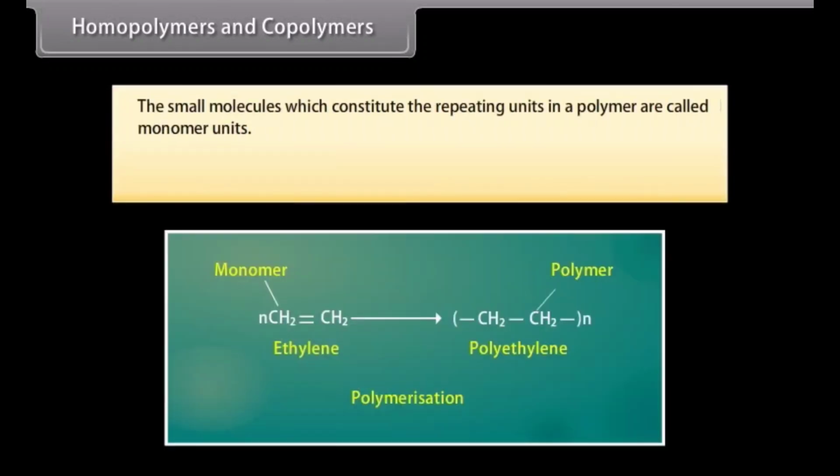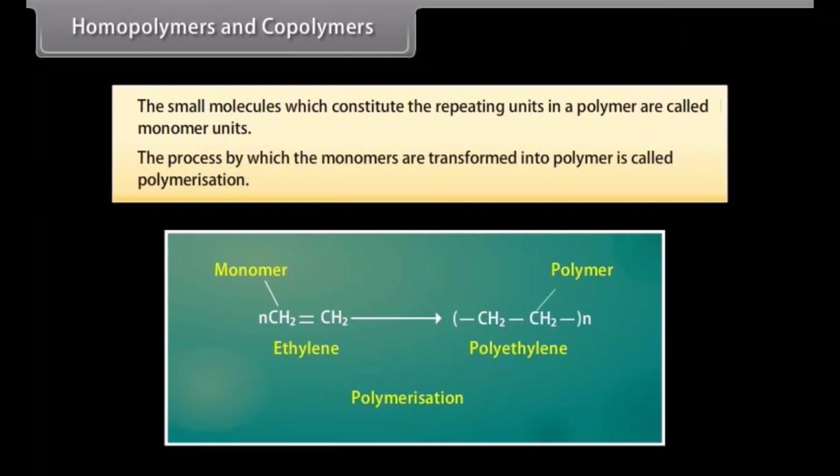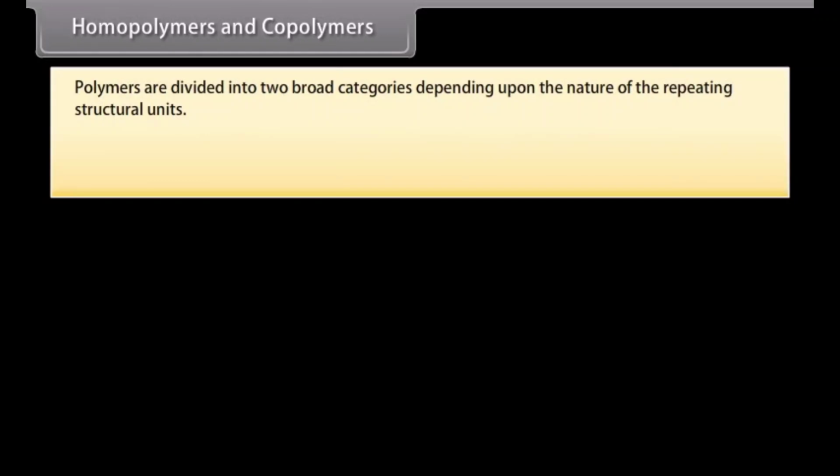Homopolymers and copolymers. The small molecules which constitute the repeating units in a polymer are called monomer units. The process by which the monomers are transformed into a polymer is called polymerization. For example, polyethylene is a polymer which is obtained by the polymerization of ethylene. The ethylene molecules are referred to as monomer units. Polymers are divided into two broad categories depending upon the nature of the repeating structural units.